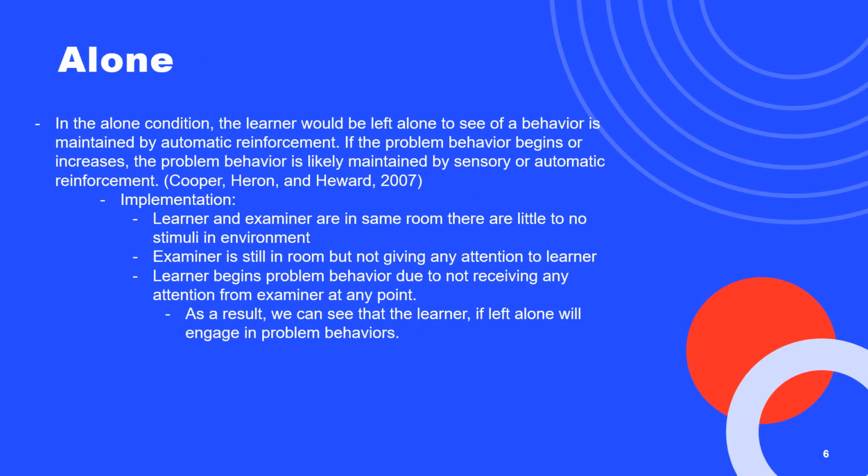This is the alone condition. In the alone condition, the learner would be left alone to see if a behavior is maintained by automatic reinforcement. If the problem behavior begins or increases, the problem behavior is likely maintained by sensory or automatic reinforcement. So what we are looking at is whether being left alone increases the problem behavior. So alone would be the function of the behavior.